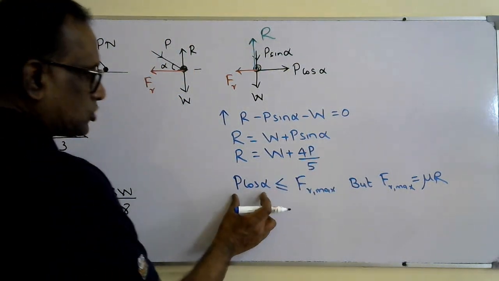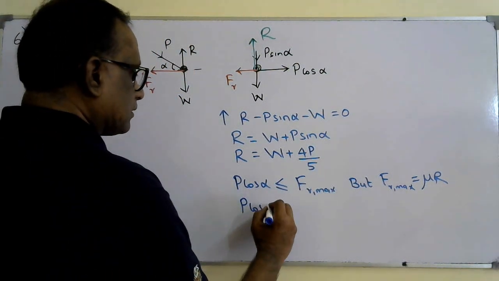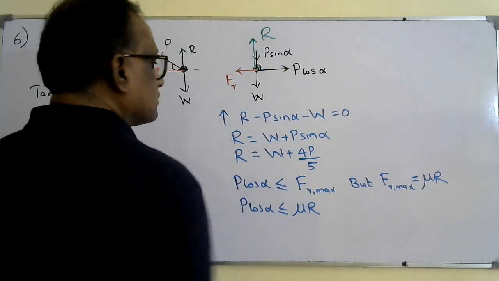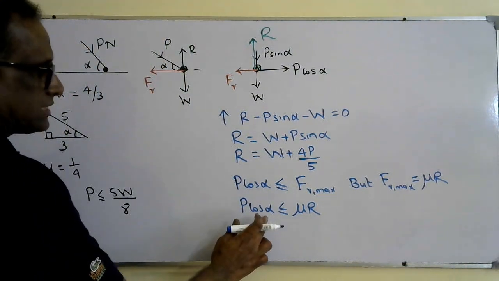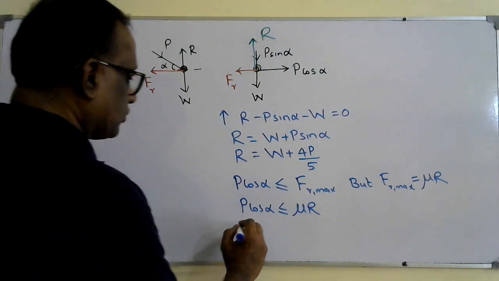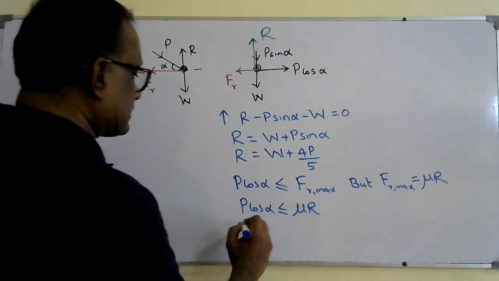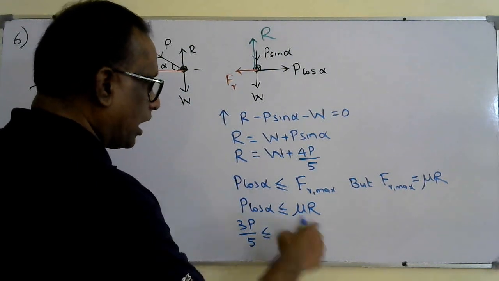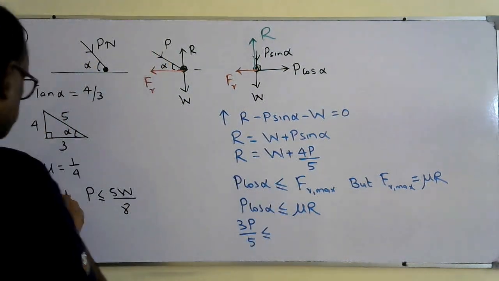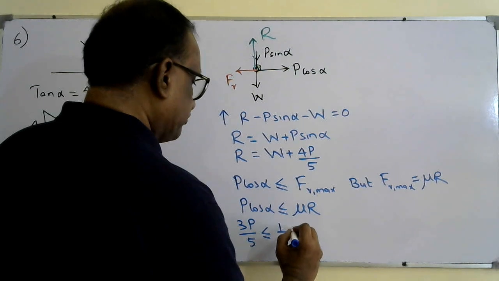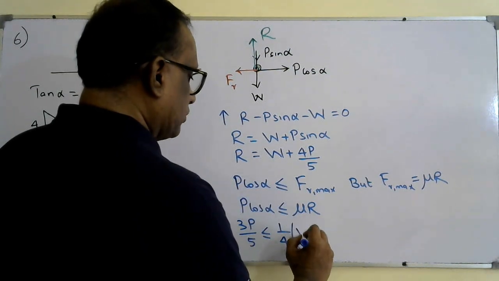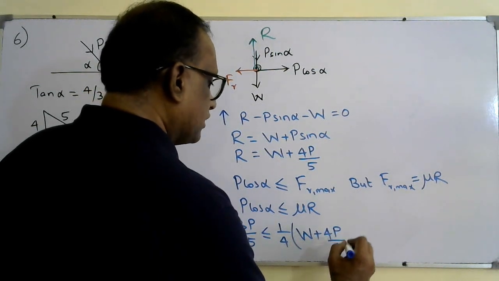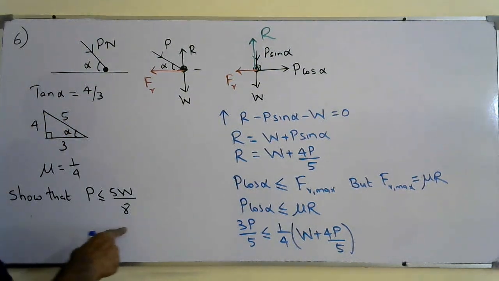So P cos alpha must be less than or equal to mu times R. Now cos alpha is 3 by 5, so 3P by 5 should be less than or equal to mu R. Mu is 1/4. So 1/4 into R, that is W plus 4P over 5. Solve it, and you'll get the condition they asked to show here.